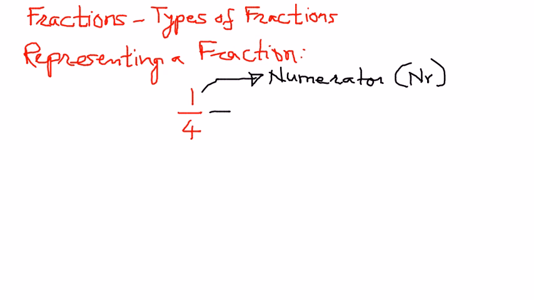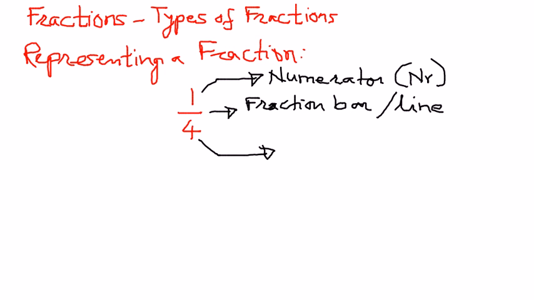There is a line which is separating the number in the numerator and the number in the denominator. This line is called a fraction bar, or it is also sometimes called a fraction line. The number in the denominator is called the denominator, and I'm going to represent that as dr, like that. So therefore, a fraction always has two parts to it, a numerator part and a denominator part. That is very simple.